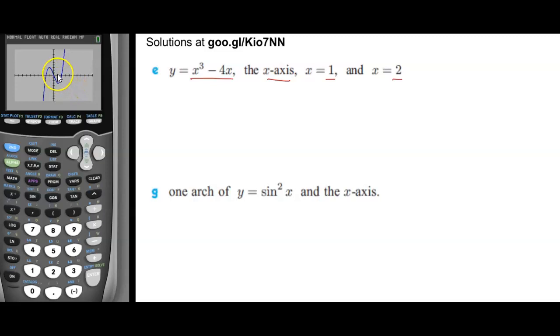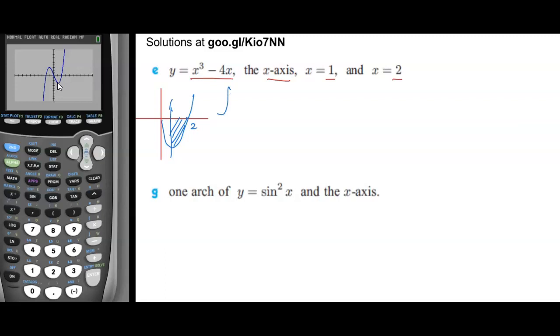Okay, so between 1 and 2, that would be between here and here. So it's this part that's under the x-axis. So it would look something like one to 2. So it's like this part here. This would be 1. This would be 2.